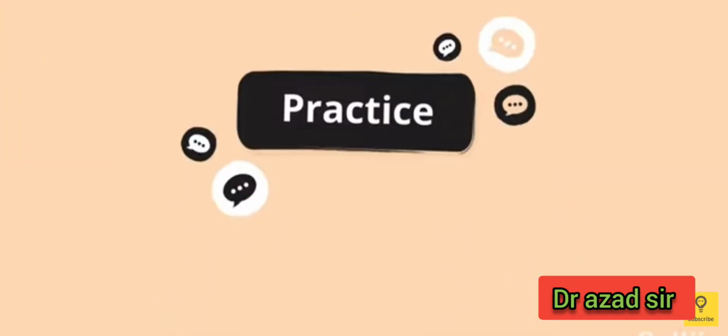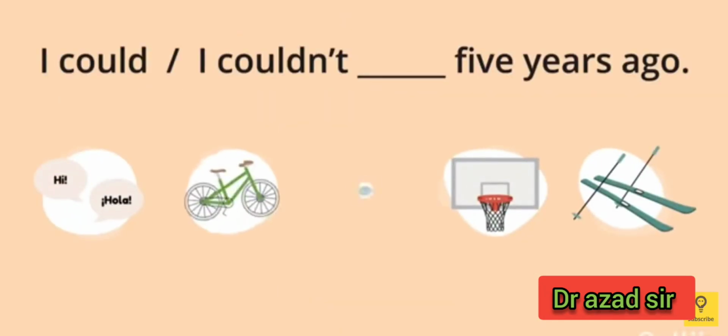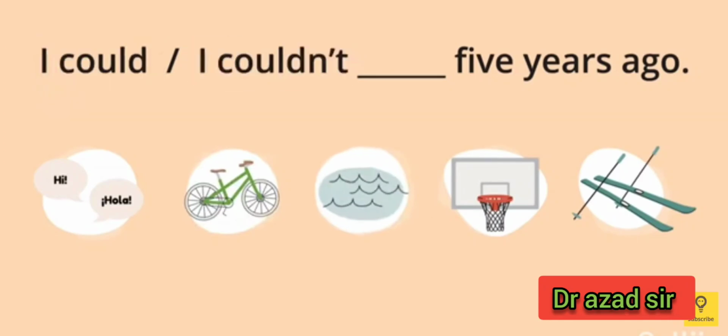What could you do 5 years ago? Look at the pictures. Make a sentence for each picture with I could or I couldn't.